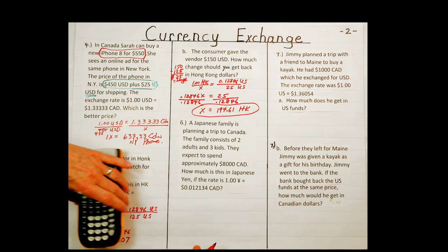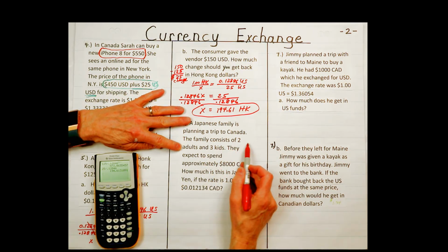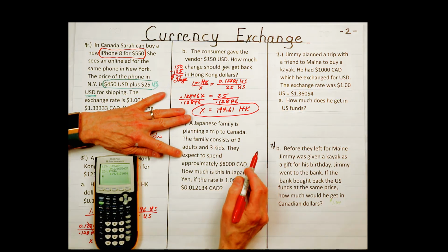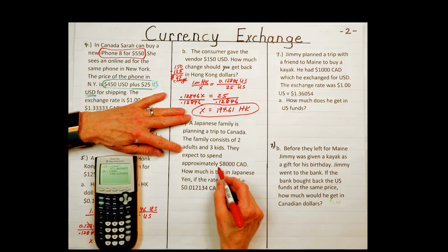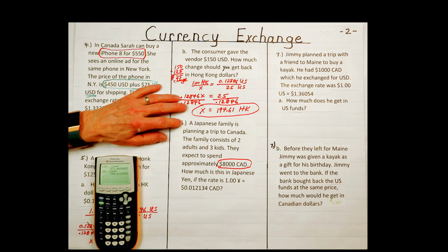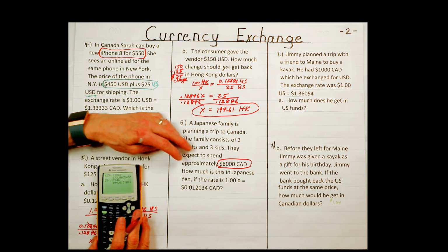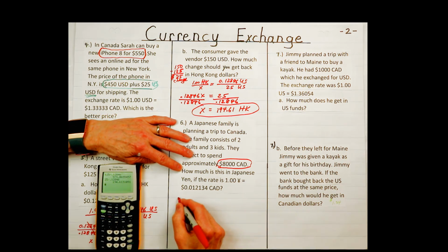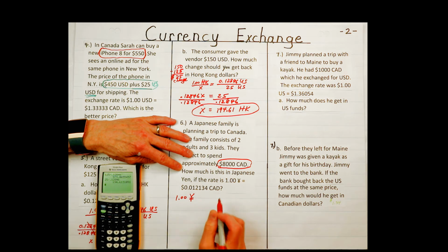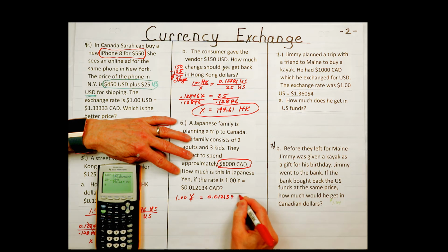Number 6. A Japanese family is planning a trip to Canada. The family consists of 2 adults and 3 kids. They expect to spend approximately 8,000 Canadian. Well, it's a long way to come, so maybe they're going to spend a long time here and stay in nice hotels. 1 Japanese yen is equal to 0.012134 Canadian.